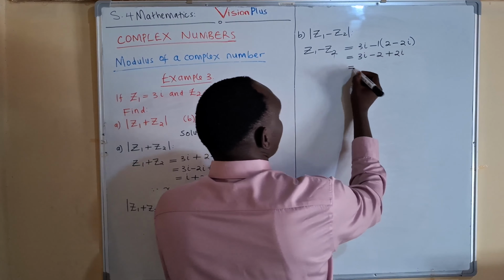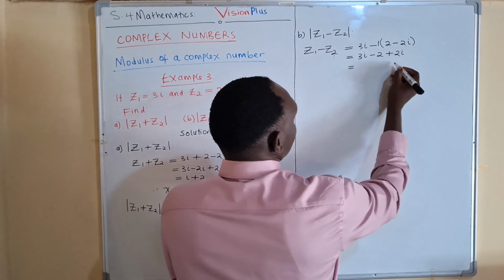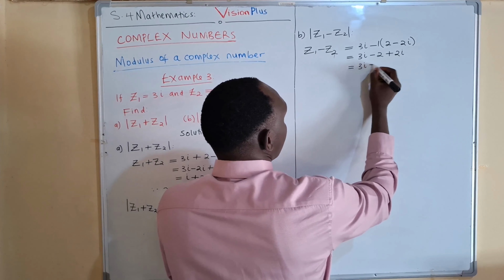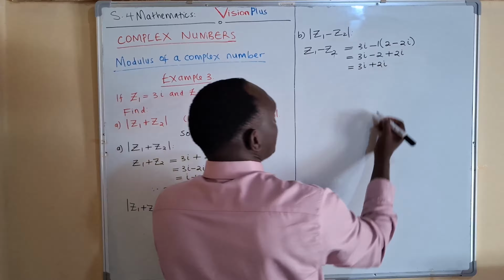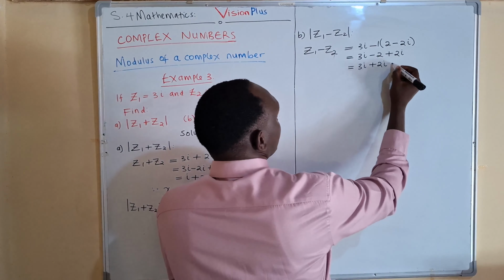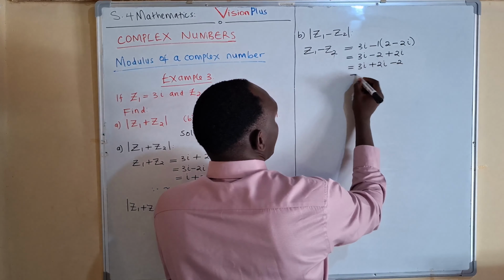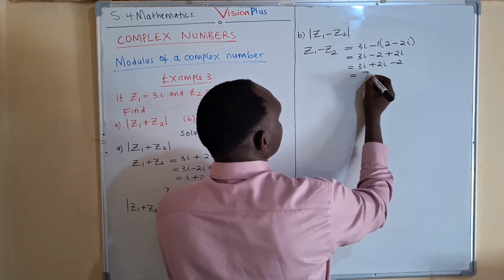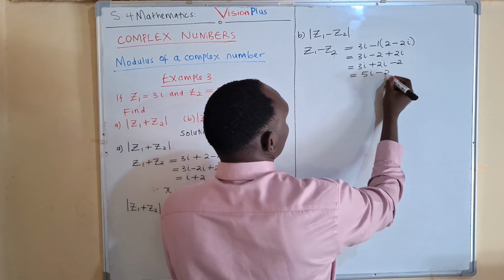And then this now gives us, let's collect the like terms. We shall have here 3i plus 2i. Those are the imaginary parts which are like. And then we subtract 2. What is 3i plus 2i? This gives us 5i minus 2.